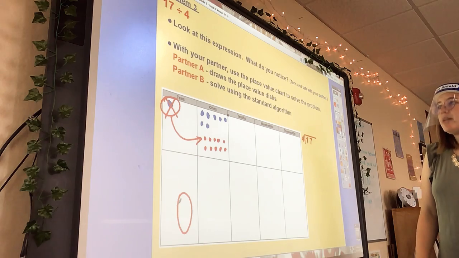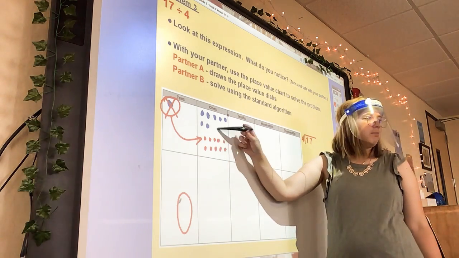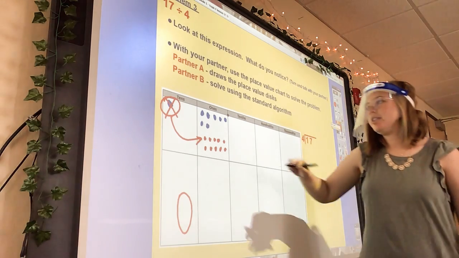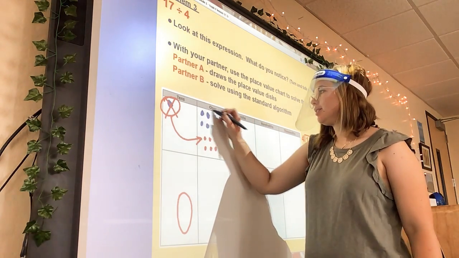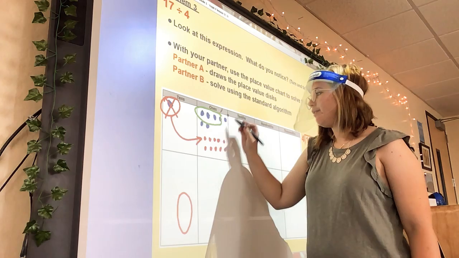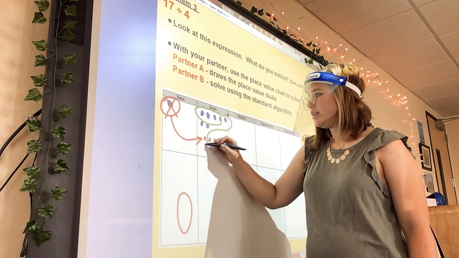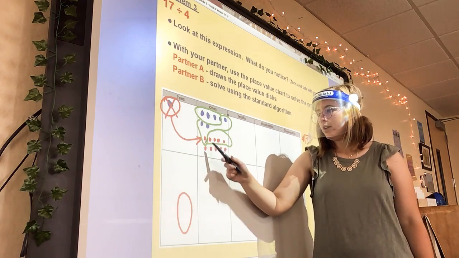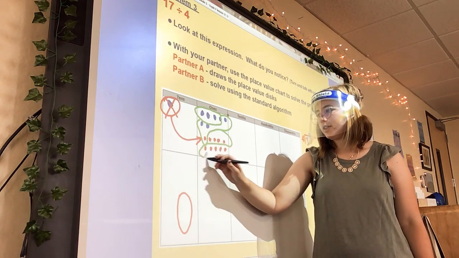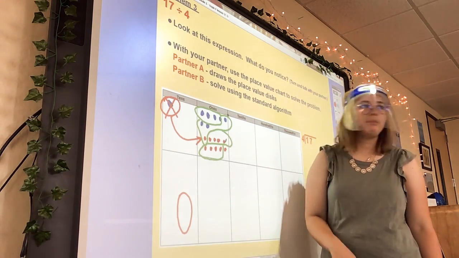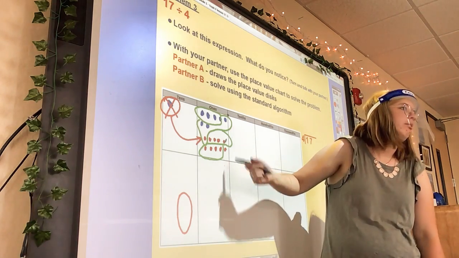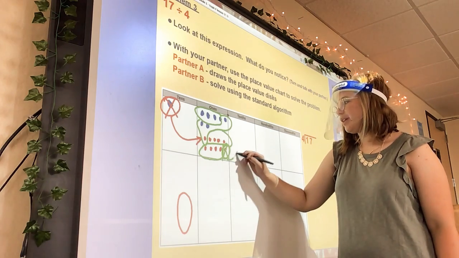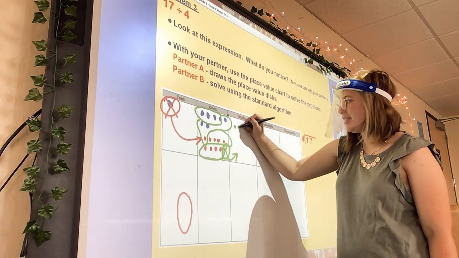Okay. Now in my ones place, do I have enough to make groups of 4? Yeah. All right. So I'm gonna go ahead and do that. 1, 2, 3, 4. Circle it. 1, 2, 3, 4. Circle it. And 1. Can I make another group of 4 with just that 1? No. Move it over. It moves over. Gives me 10 in my tenths place.